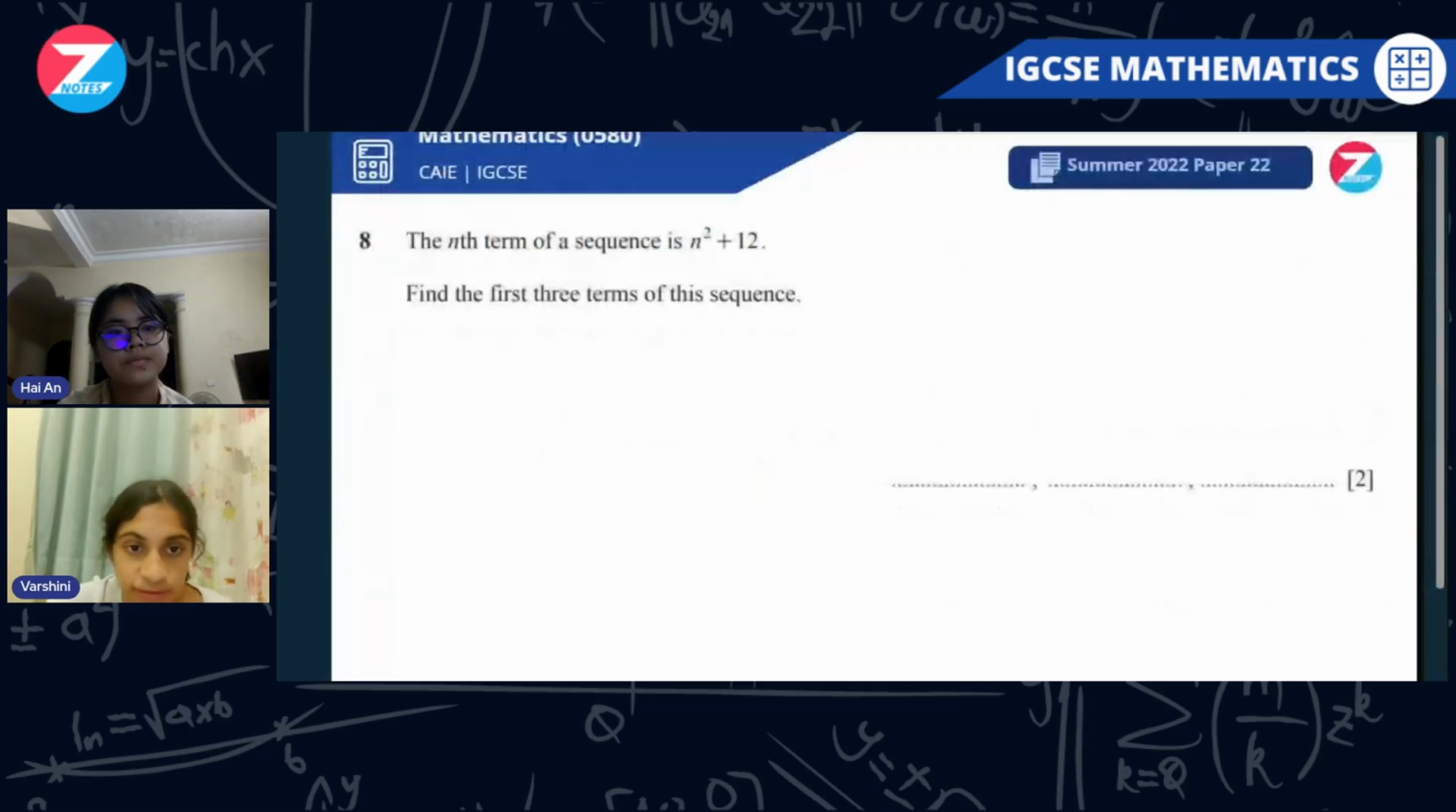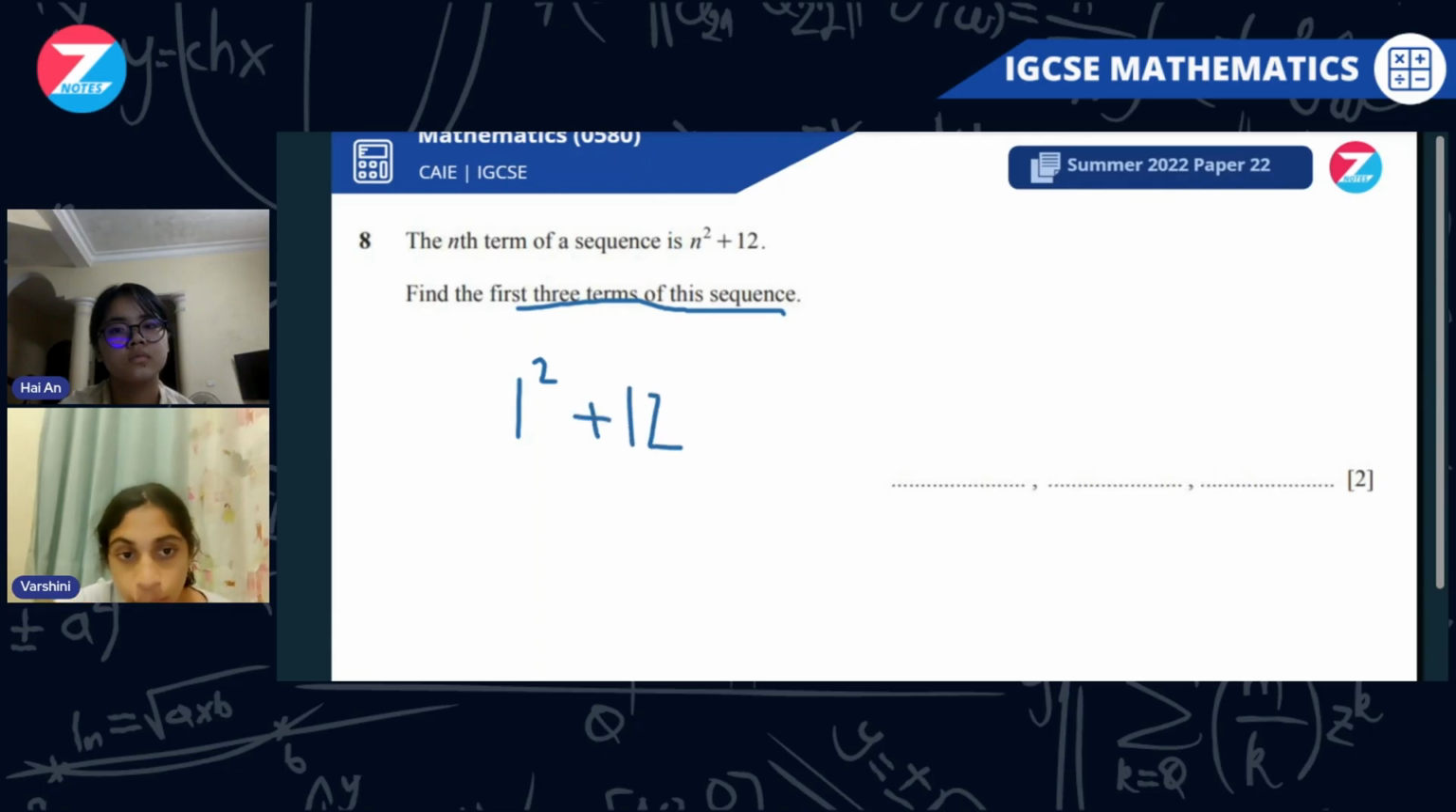The nth term of a sequence is n squared plus 12. Find the first 3 terms of the sequence. Okay, so we know that n is the term we want. So for the first term, we just have to substitute 1 into n. That's going to be 1 squared plus 12.